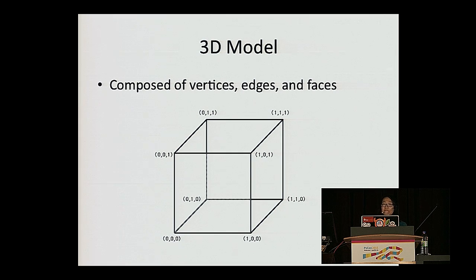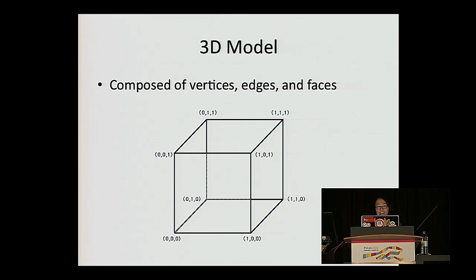There's a lot of different representations of 3D models. One common representation is to represent your 3D model as a set of vertices, edges, and faces. So this 3D cube we have here has a lot of vertices. The vertices are the corners of the cubes. Each vertex is a point in space. It has an x-coordinate, a y-coordinate, and z-coordinate.